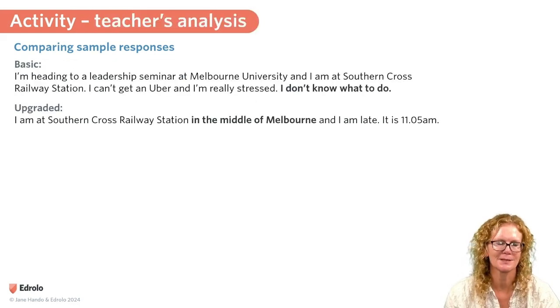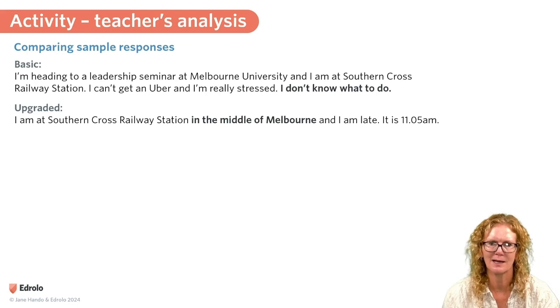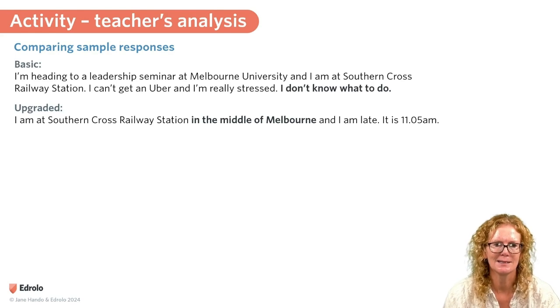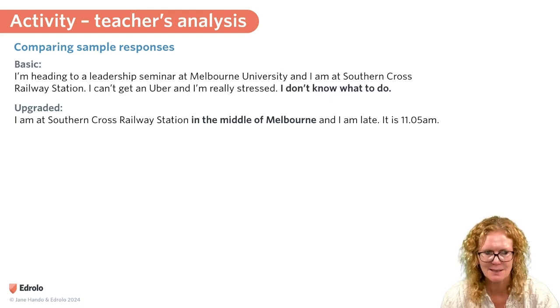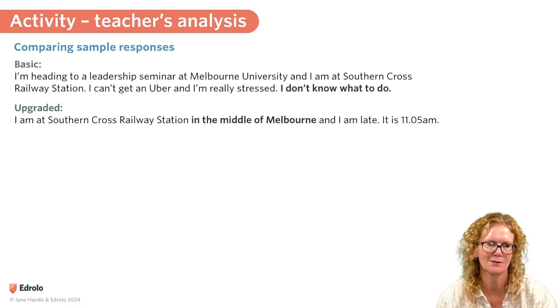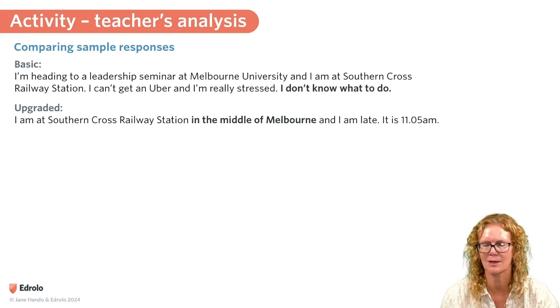So have a go at that, and we will go through it in a minute. How did you go with that? So hopefully you'll see that in both the basic and the upgraded versions of this creative response, there are references to the stimulus and the prompt. So I'll show you where they are. So you can see that I don't know what to do. There's the connotations of being lost and confused. And in the upgraded version, in the middle of Melbourne and being late is also a state of confusion. So in both the basic and the upgraded, we're making clear connections back to the prompt and the stimulus.